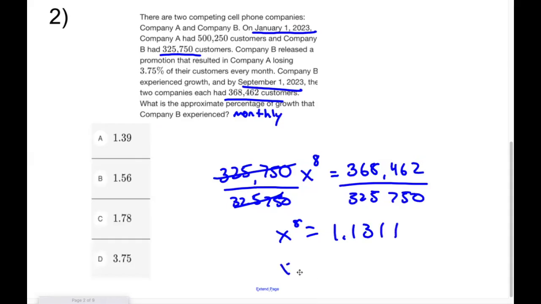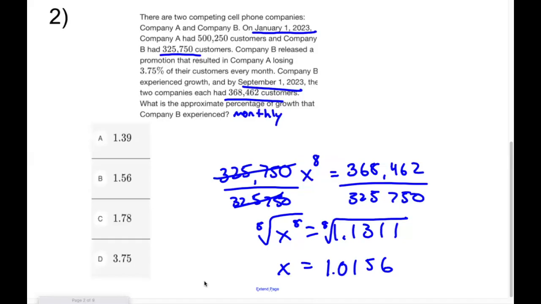And then to get x by itself, we would want to do the eighth root of each side, or you could raise it to the 1/8 power. So if we take the eighth root of that, we get about 1.0156. And that's the value that we multiplied it by each month in order to go from the initial number of customers to the final amount of customers.